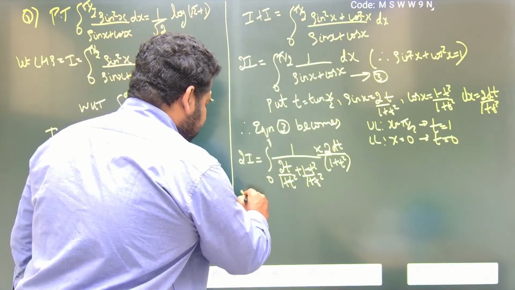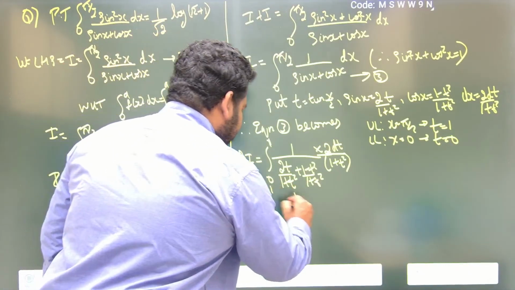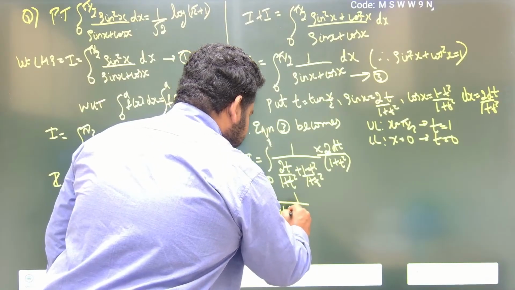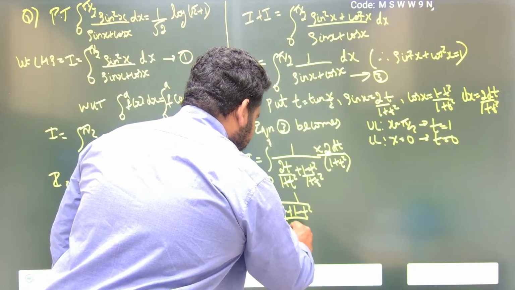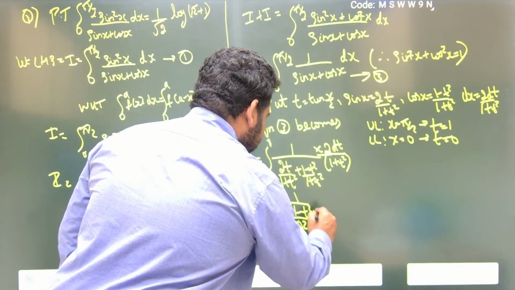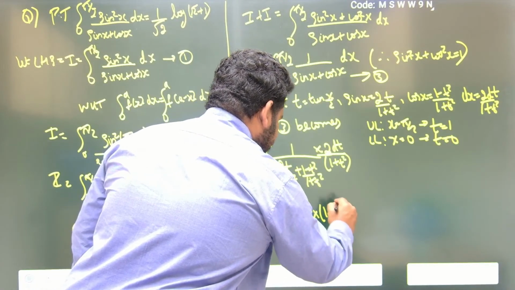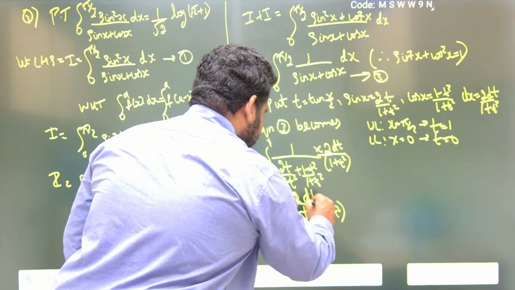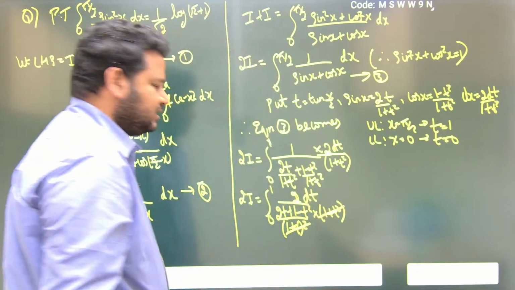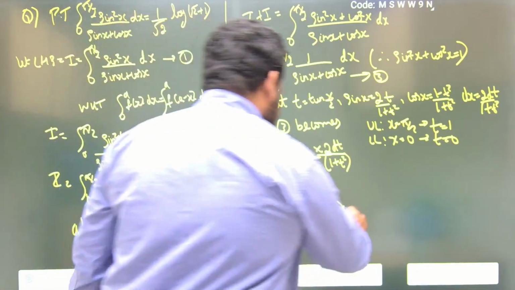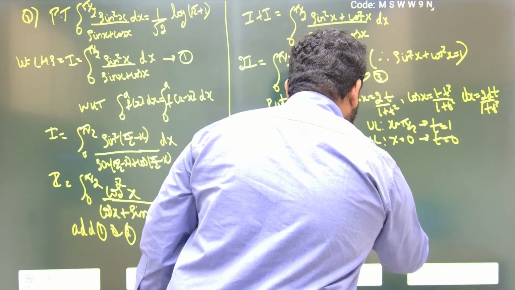So 2I is equal to the integral from 0 to 1 of 1 by (2t plus (1 minus t square) divided by (1 plus t square)) into 2 dt by (1 plus t square). The 1 plus t square terms I can cancel. I will be left with 2, let me take it outside. This will be 2 times the integral from 0 to 1.